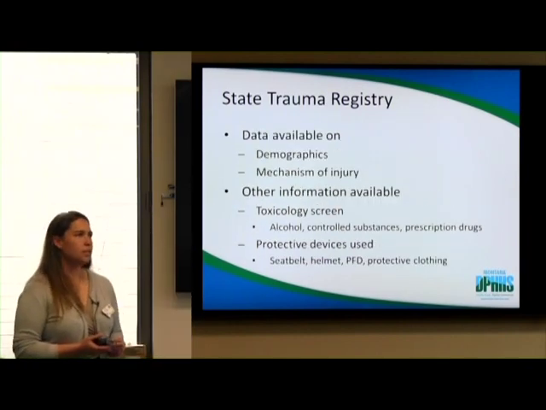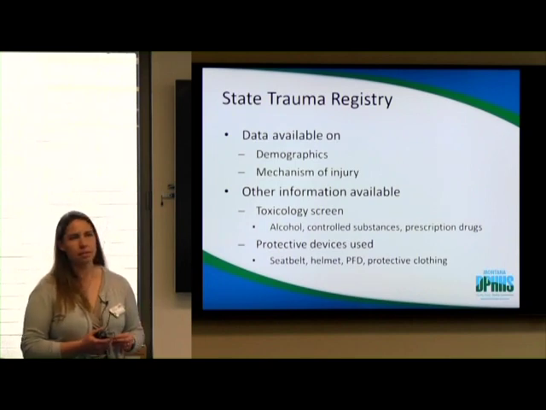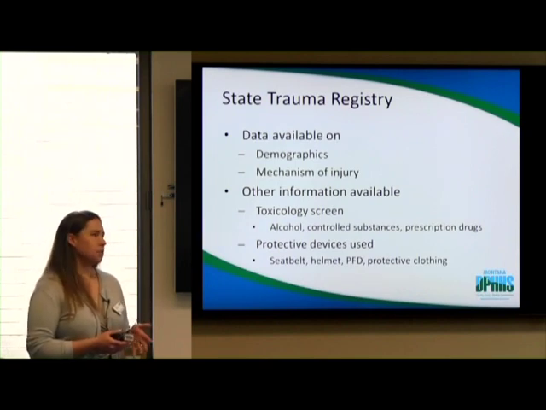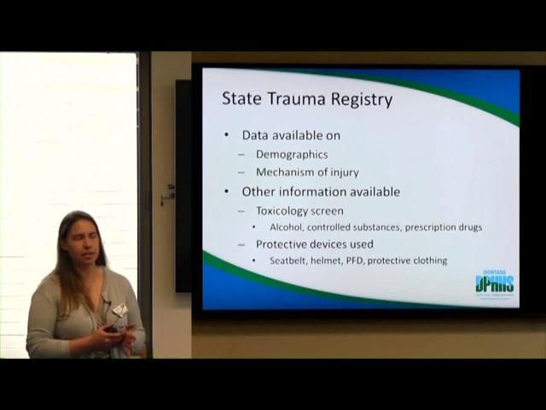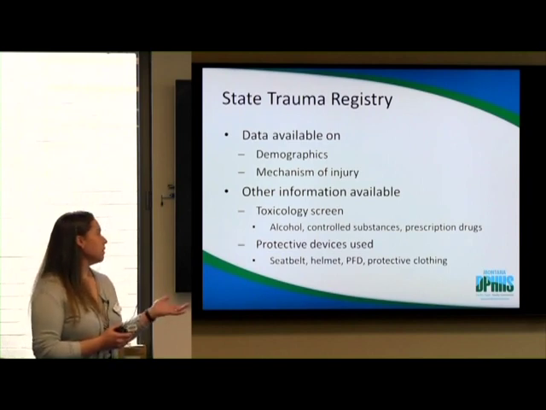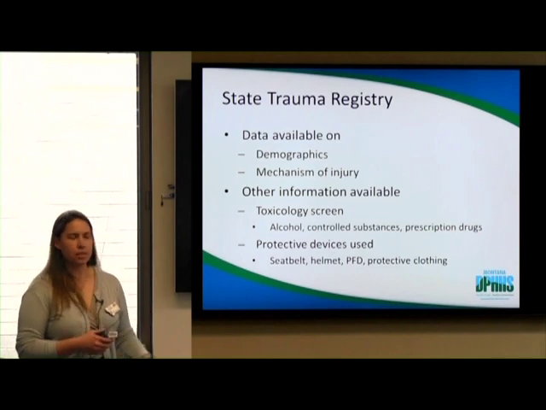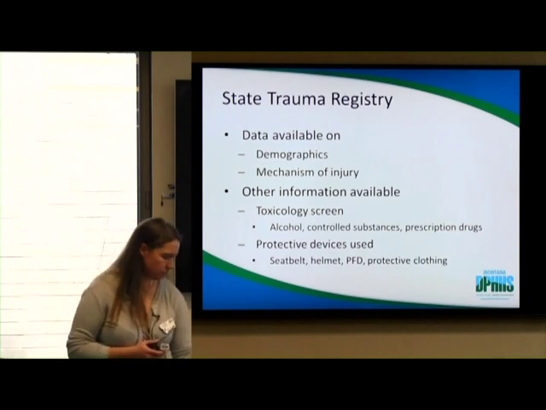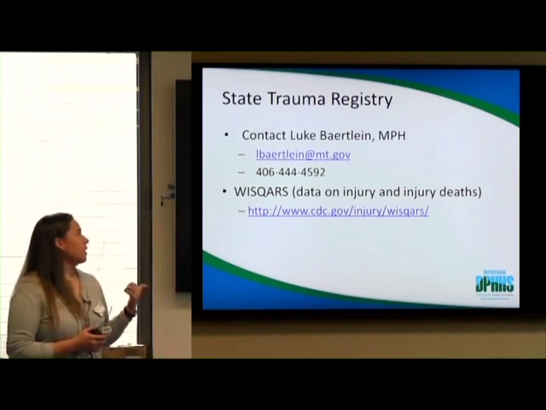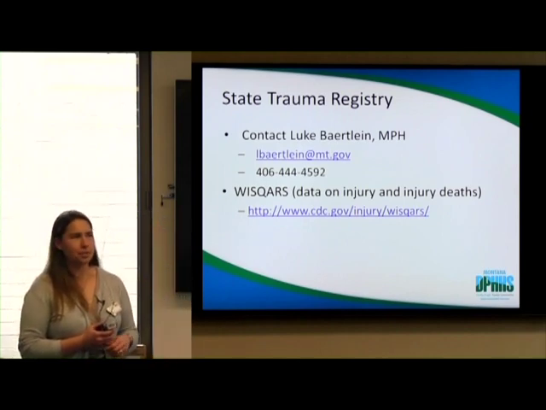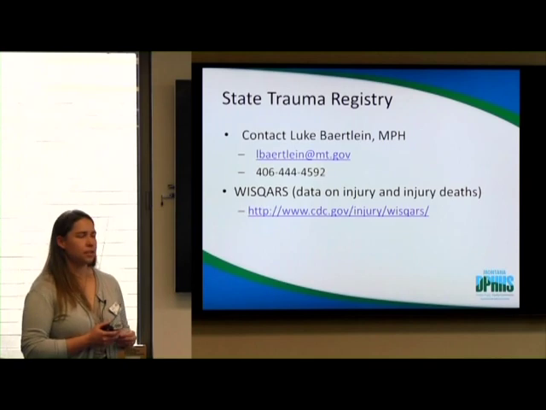There's quite a bit of information in the trauma registry about demographics and the manner of the injury, as well as some other information that you typically can't find in other data sets. Maybe MDT, the Department of Transportation, might have some information, but things like toxicology screening or protective devices that have been used: seat belts, life jackets, protective clothing for motorcyclists. So if you are interested in some trauma registry data, you might be able to contact your local trauma registrar here, or you can talk to Luke at the State Health Department.